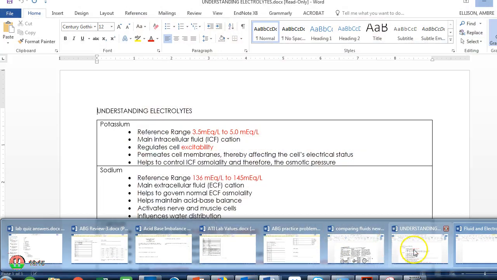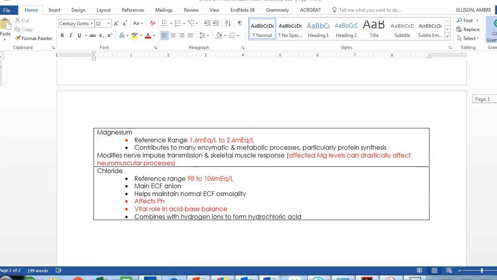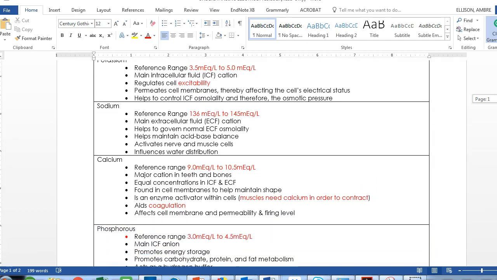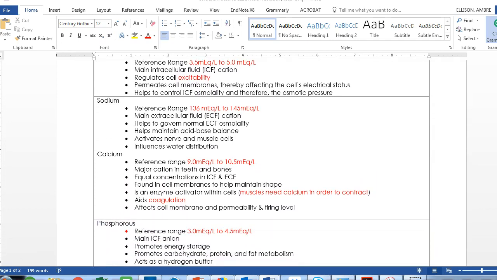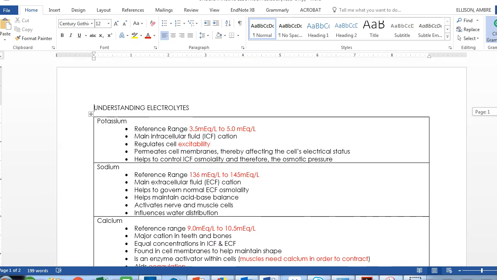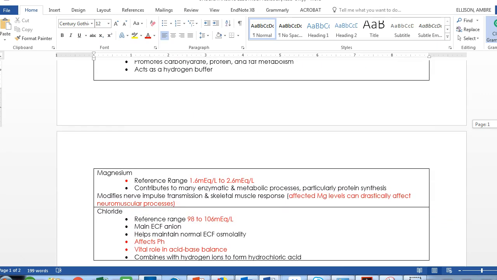All right, so we talked about that. There's another Word document that I've created that talks a little bit about electrolytes. It has some things in it that I didn't really talk about, but you might need to know them, especially for NCLEX, like calcium helps coagulation. It just is to help you guys. So if I didn't talk about it, don't get too terribly stressed about the fact that it wasn't talked about. But if it's in red, I would know it.